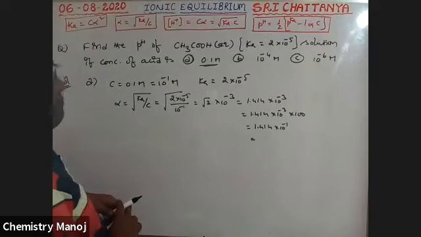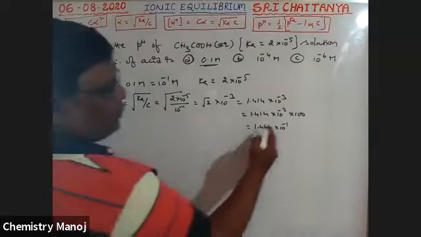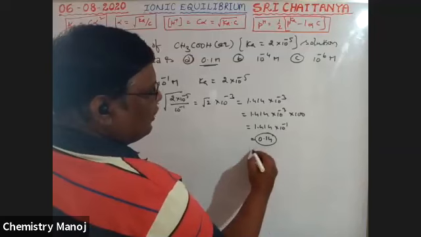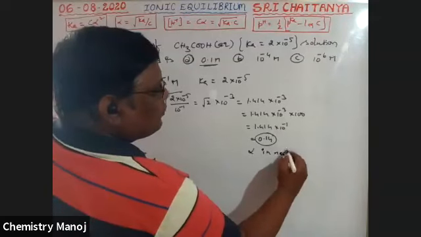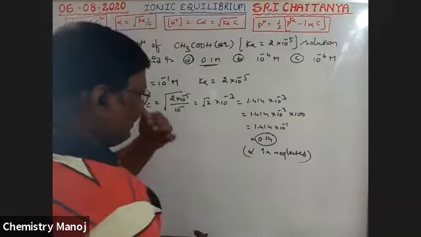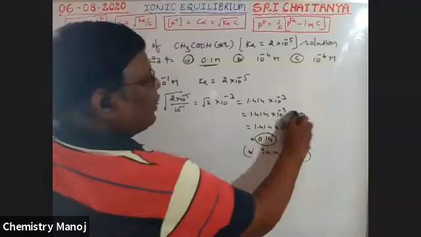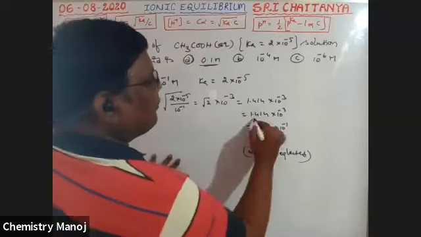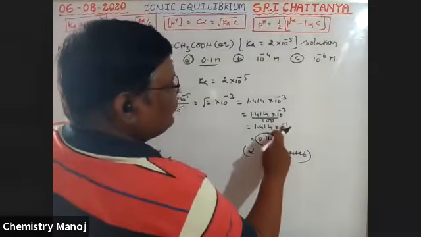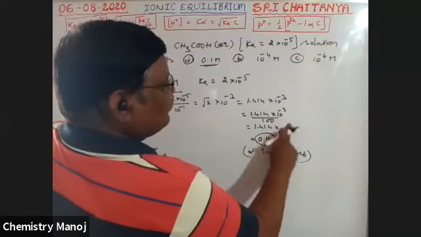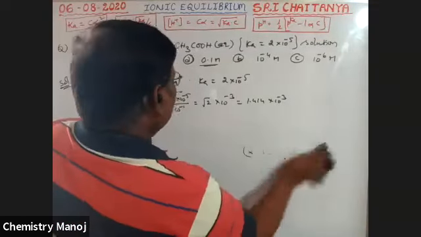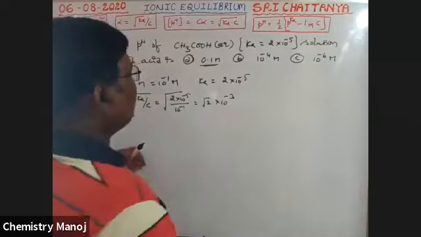So how much is the value? So that is 0.14, a very small value, and therefore alpha is neglected. Sorry, not into 100. Just a minute, here is the same calculation.